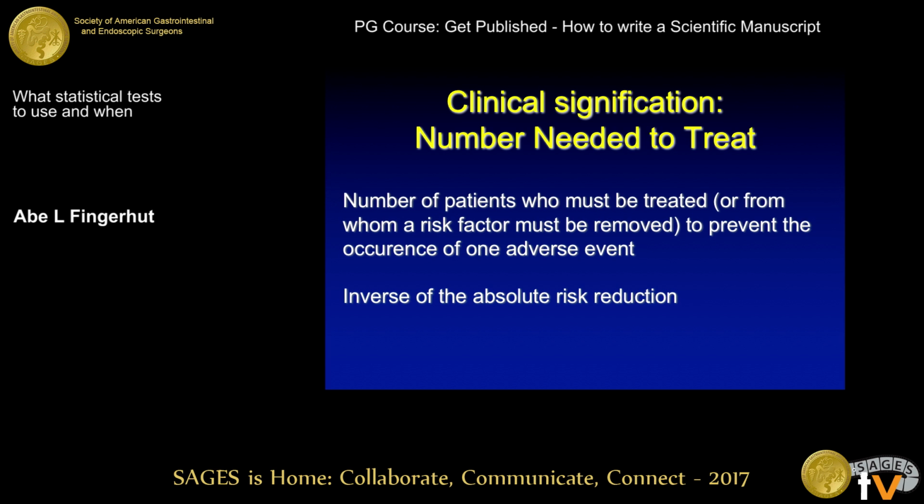If I have a study that shows that my risk was 10% before I did a treatment and I reduced it to 5, I have a 5% risk reduction, okay? 0.05. 1 over 0.05 gives me the number of patients I have to treat in order to avoid one adverse event. If that were 2, that's great. That's a very good study. For every 2 patients I treat, I'm going to have a positive result for 1. This is clinically significant.